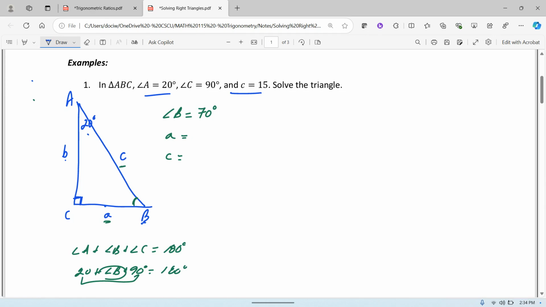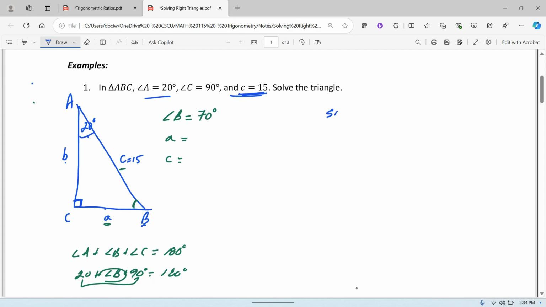Now, one thing I neglected to write in my picture here is that side C is 15. So there's my hypotenuse. If I use angle A, I could say that the sine of angle A, which is 20 degrees, is going to equal the side opposite, that would be A, divided by the hypotenuse of 15. And so A will equal 15 times the sine of 20.